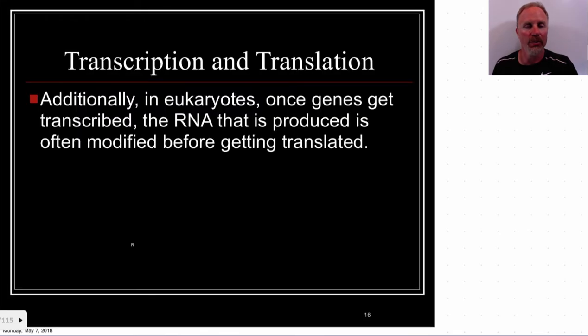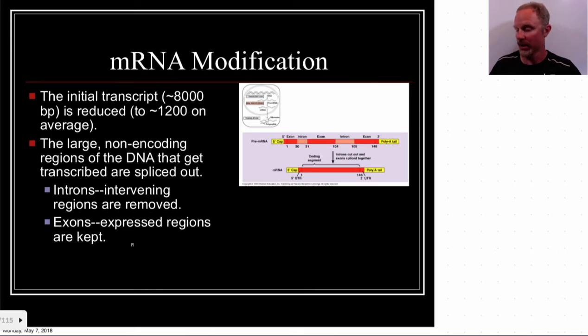So with transcription and translation now, in eukaryotes, one of the things that's important to note is that once the genes get transcribed, they're not ready to use because there is some intronic DNA, some DNA that doesn't code, that's not needed for the making of the proteins. And the initial transcript, as it's called, is often much, much larger than the final messenger RNA that's actually going to carry the message. So you might have something that is on average about 8,000 base pairs long, and once it gets modified, it might only be 1,200 base pairs long.